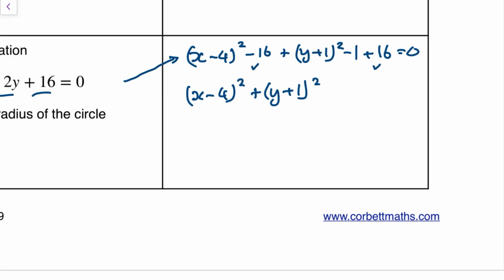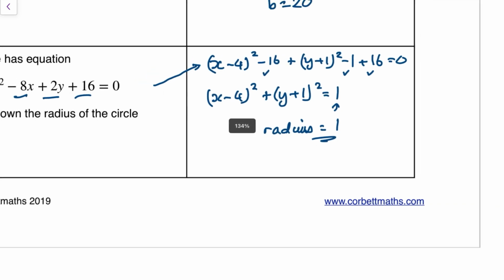So minus 16 plus 16 basically goes away. Minus 1 is minus 1. Move it to this side, it gives me 1. So that means my radius is not 1. Well, it is 1, but what I mean to say is it's a square root of 1, because it's a square root of this number here, which is 1. And so therefore my radius is 1. So hopefully that last sentence made sense. What I'm trying to say is just be careful not just to take that number.